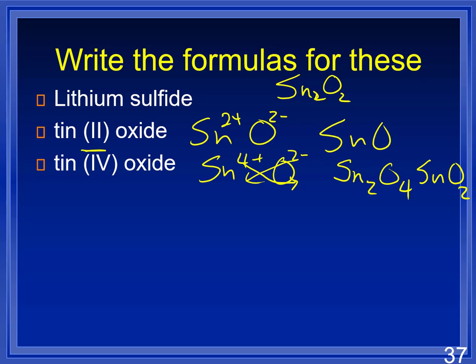Okay. Or I could think of, it doesn't equal 0. What's the least common multiple of 2 and 4? 4. Right? Okay, so if it's 4, then I got to make my charges 4. 4 plus and 4 minus. That's the other way you can look at it. Iron 3 phosphide.